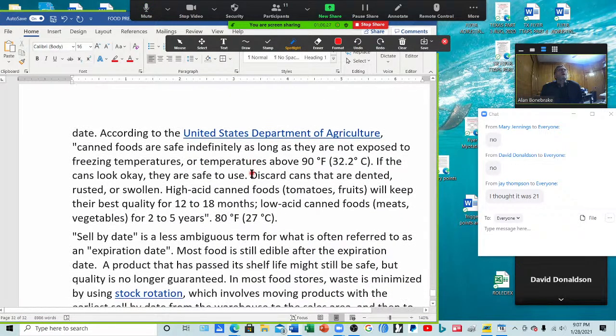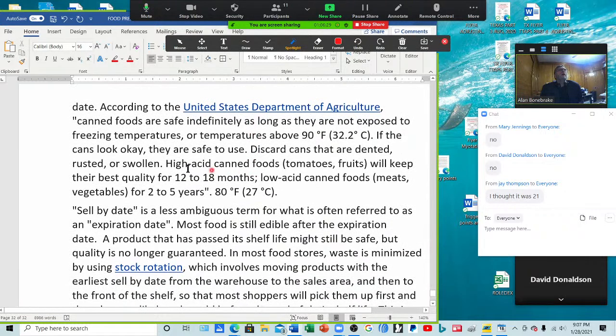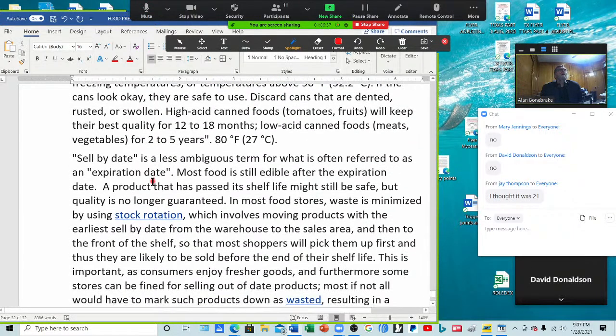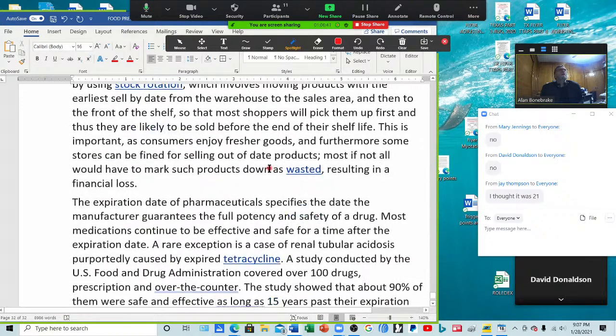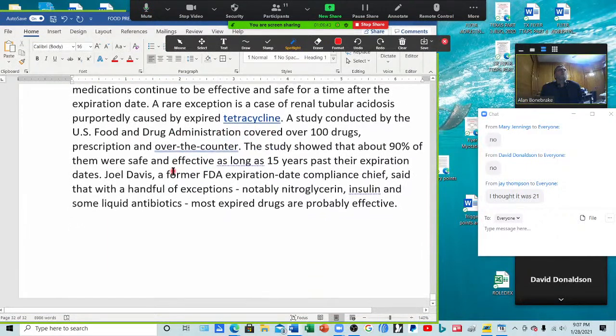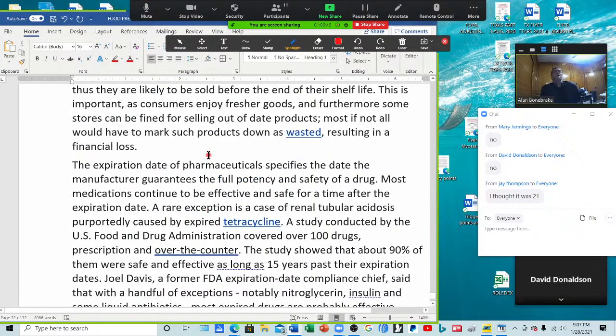Okay. According to USDA, canned foods are safe indefinitely as long as they are not exposed to freezing temperatures or temperatures above 90 degrees Fahrenheit. If the cans look okay, they're safe to use. Sell-by date is less ambiguous than expiration date. There you go.